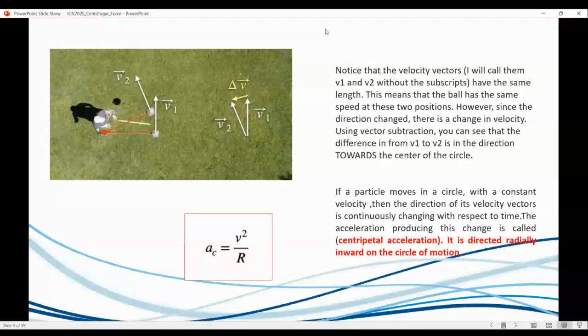And what's interesting if you're plotting velocity vectors around a circle, and I'll show you another slide, is that you can see there's a difference between V1 and V2 in the direction towards the center of the circle. I don't know if you guys can see that. If we look at V1, we look at V2, you can imagine a V3 and a V4. What's important is that the difference in the velocity vector is essentially pointing towards the center of the circle.